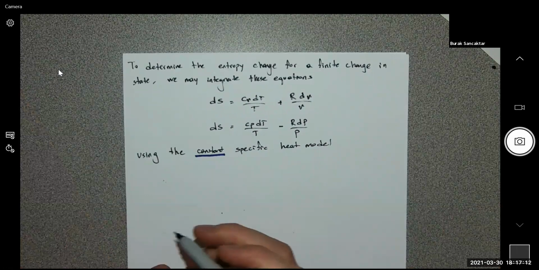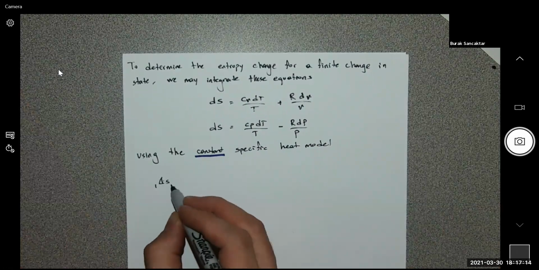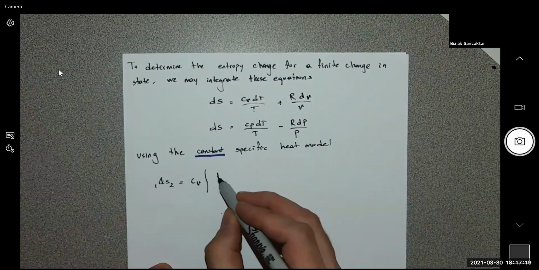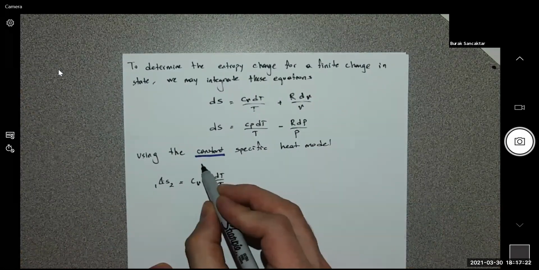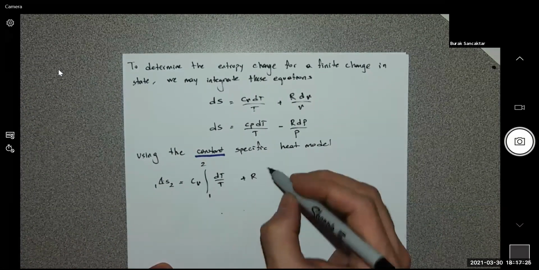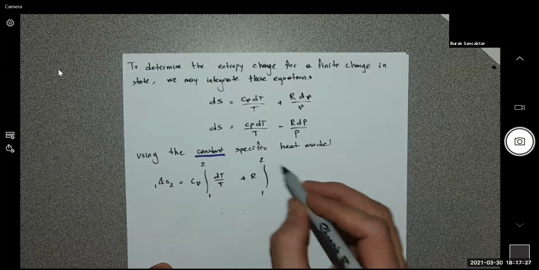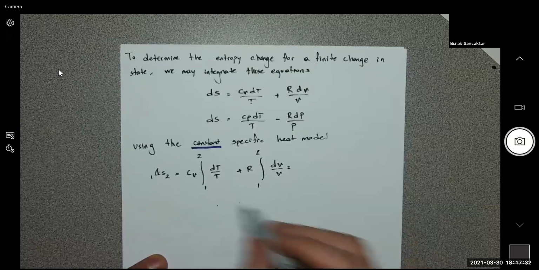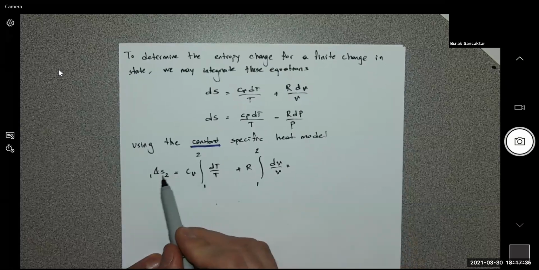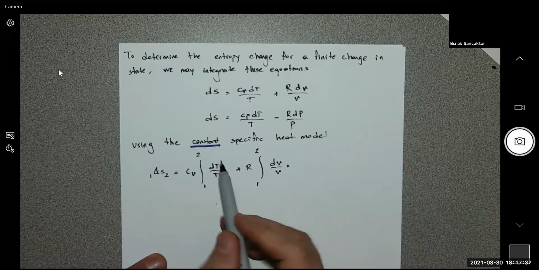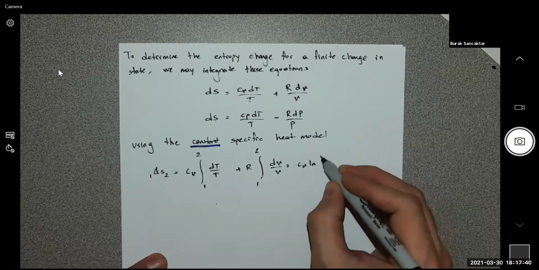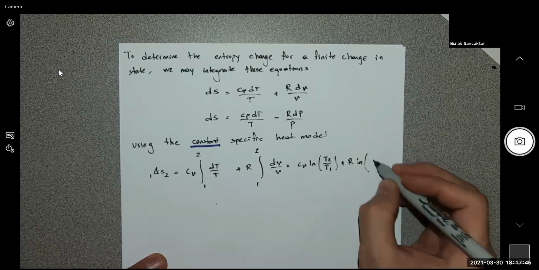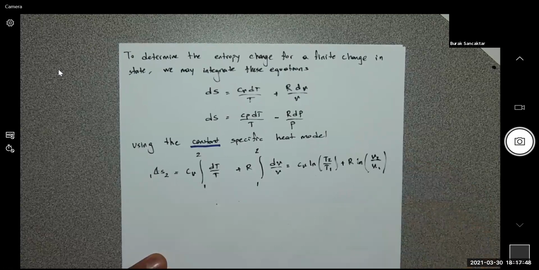Delta S from state 1 to state 2 is the integral of Cv dT over T from state 1 to state 2 plus R, which is a constant, so I can take it outside of the integral, times dV over V. Here, the entropy change from state 1 to state 2 at a constant specific heat model is Cv natural log of T2 over T1 plus R natural log of V2 over V1.